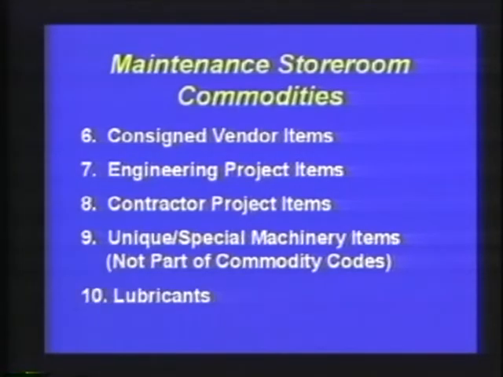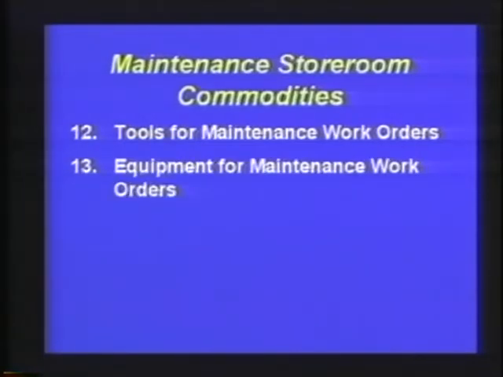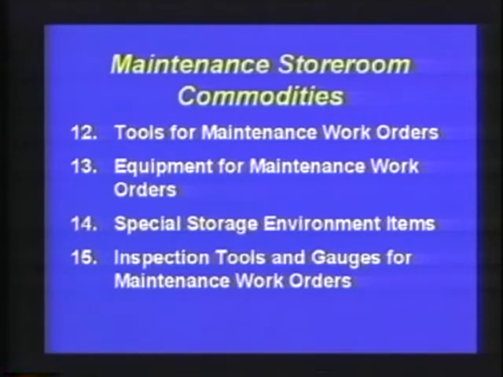We also have item 10, where items are going to be stored that are an integral part of the lubrication program. Item 11 pertains to the janitorial items. 12 are the tools required for maintenance work orders. 13, the equipment required for maintenance work orders. Then we would have on 14 the special environmental items that we reviewed earlier in our item master record. And 15 would be inspection tools and gauges that would be required to support the maintenance work order system.